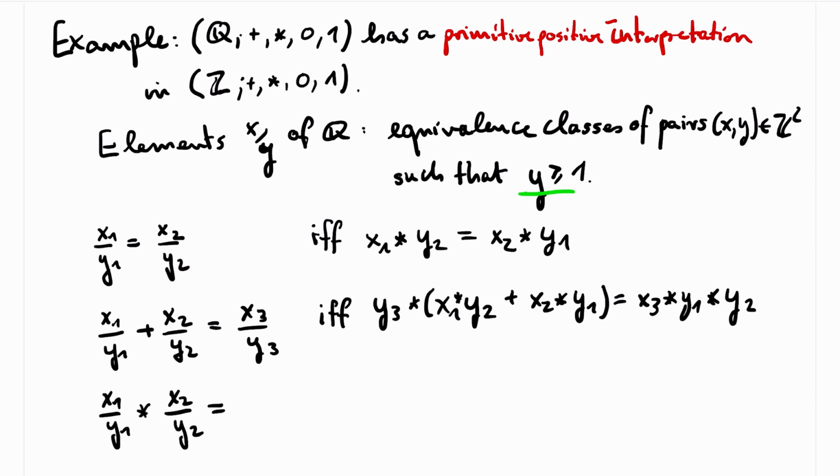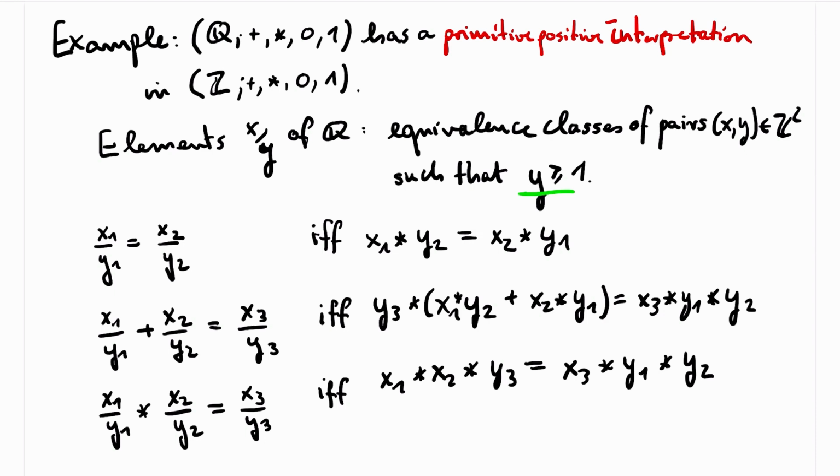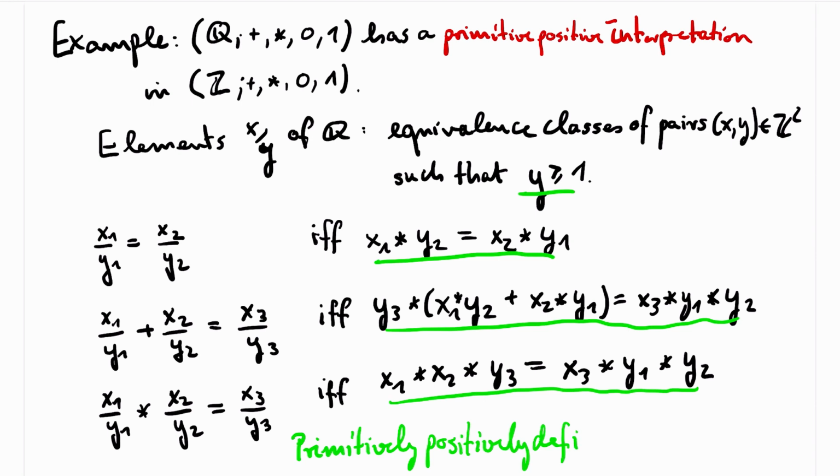Finally, we can also express how to multiply two rational numbers. Note that all the conditions that you see on the right can be expressed by primitive positive formulas over the integers with addition and multiplication. This is obvious for the formulas for equivalence, addition and multiplication. For the condition that y is at least 1, there is a little trick involved that you find in the script.